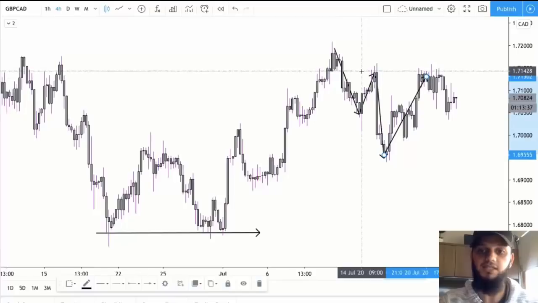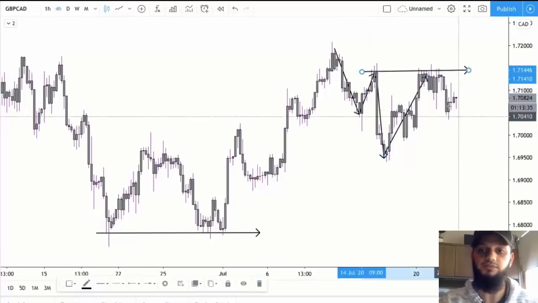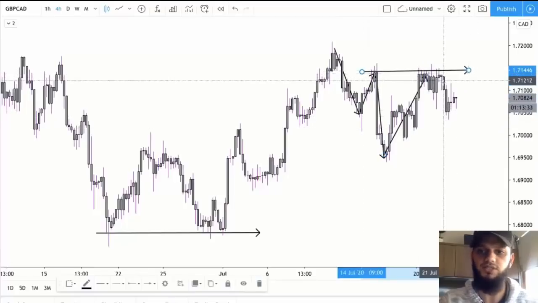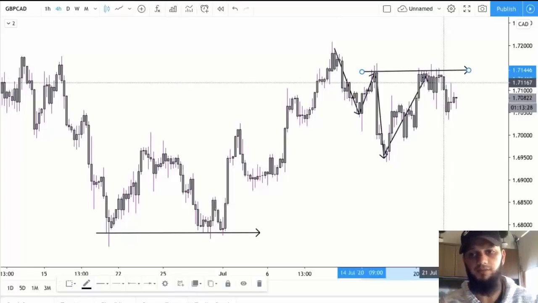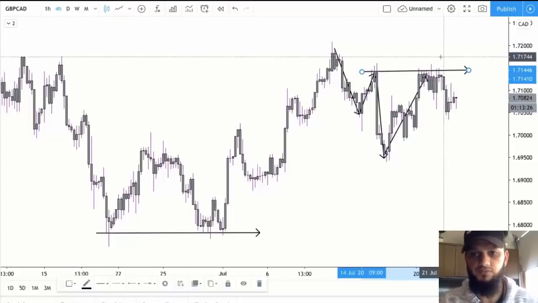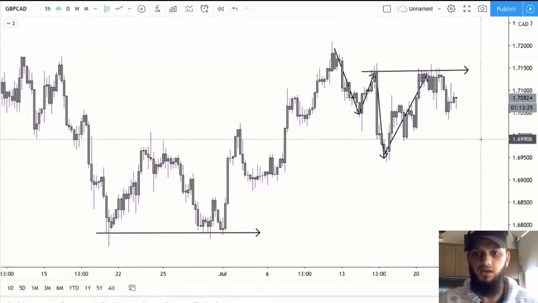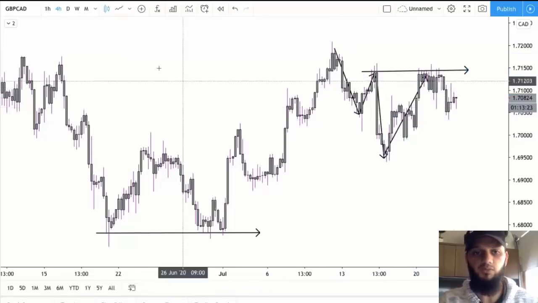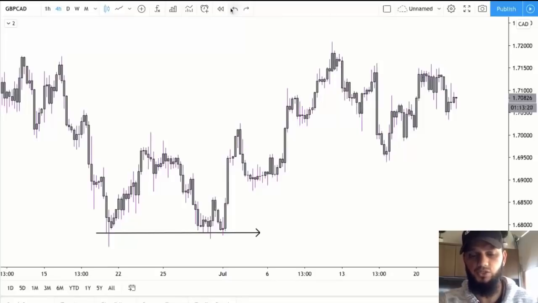As you can see, there is a strong level of resistance, and we had multiple wick rejections. Price was failing to break above this specific point in the market, and eventually we are seeing price starting to push down. Now what we want to do is actually enter this sell position.